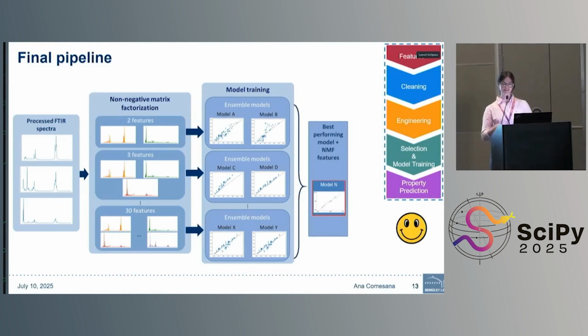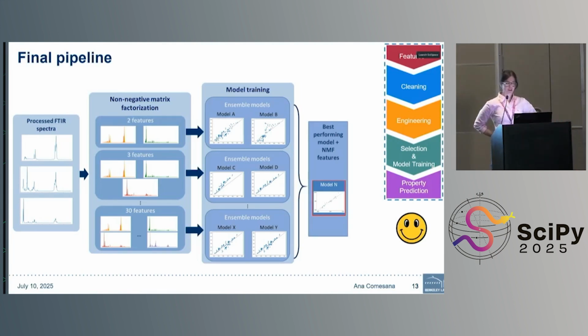So putting it all together, here's what the full pipeline looks like. We start on the left with the spectra, which we pre-process to get clean and normalized absorbance profiles. Then we apply NMF to extract between 2 and 30 features for each property. Each of these features captures a recurring pattern in the spectra, things like aromatic peaks or alkane stretches. Then each sample is represented as a set of coefficients that describe how much of each feature it contains. And those NMF coefficients become the input to our machine learning models.